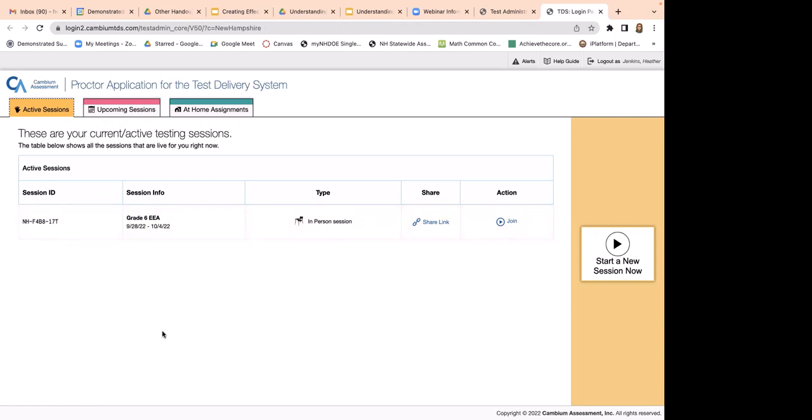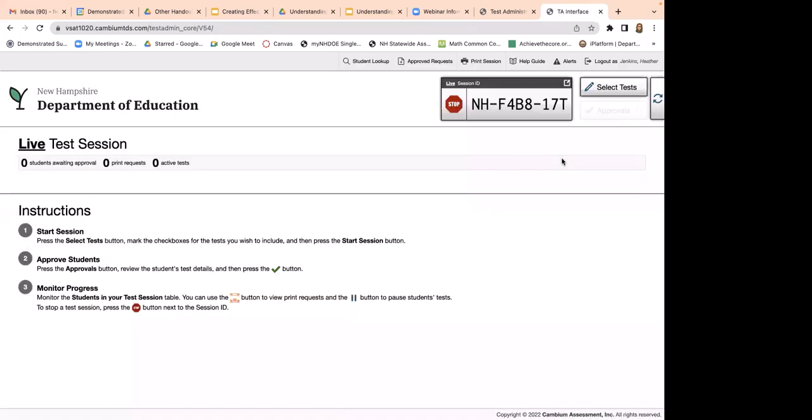And you look here and you say, well, it is. Look at this. I see it right here. You have to join it. If you don't join it, then you're not going to be able to approve students to come in. And so you join it and now you're back at this page.